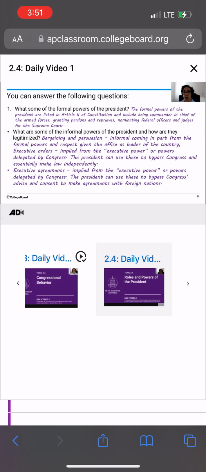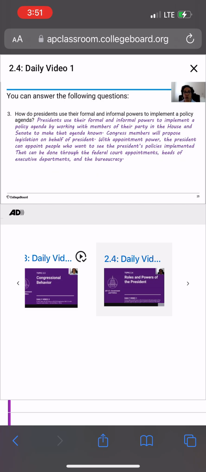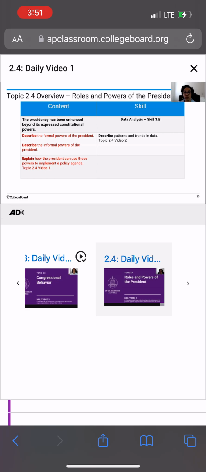Presidents using their formal and informal powers to implement agenda. They're going to work with members of their party in the House and Senate. Members of Congress will propose policy legislation on behalf of the president, with appointment powers, appointing people that want to see the president's agenda implemented, in the courts as head of executive departments, and also in the bureaucracy. Back where we started, we can do both of those things, and we can also explain how the president can use those powers to implement his policy agenda.